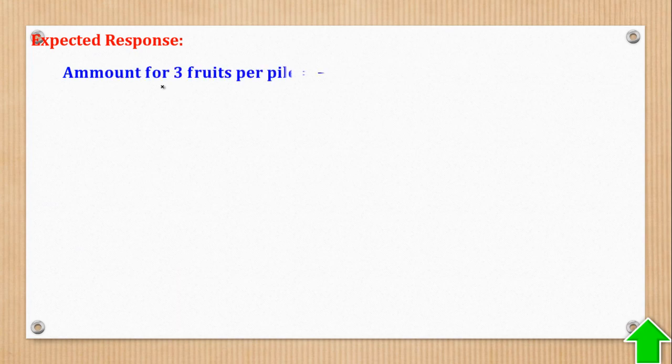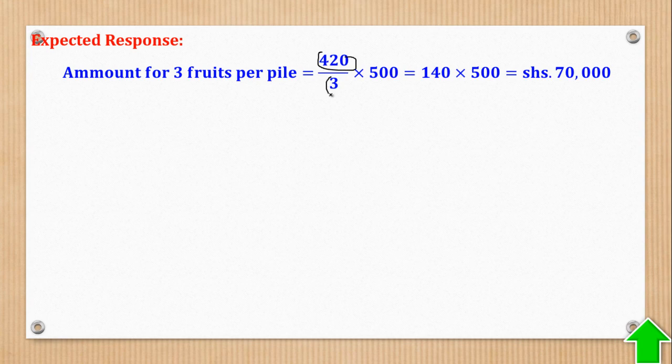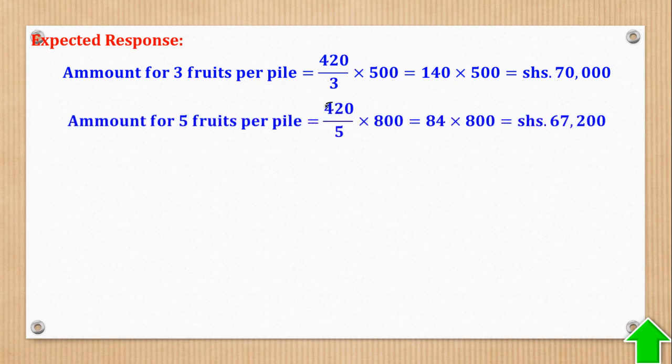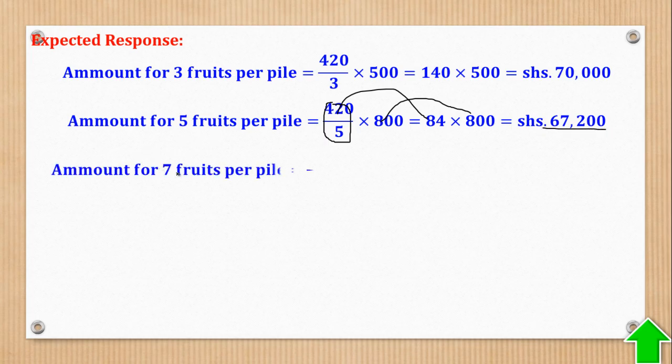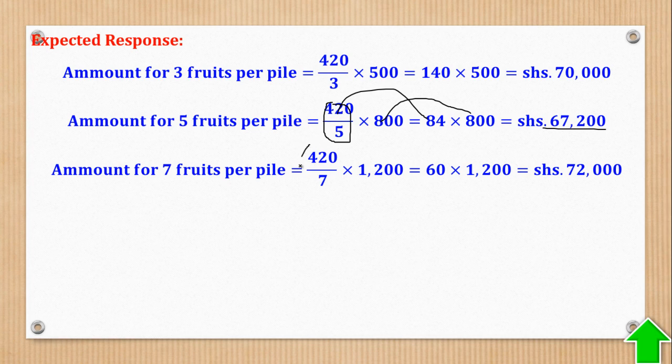So you shall come and say that to get the amount of fruits per pile, 3 fruits per pile, we shall get the total divided by 3 to get the number of piles, but each pile is 500. So number of piles are 140 multiplied by 500 to get the total amount. Same applies to 5 fruits. Number of piles are 420 divided by 5 to give you 84, but each one is 800, so you come up with this amount. When there are 7 fruits per pile, number of piles are 420 divided by 7 to give you 60, but each pile is 1200 to give you a total of 72,000.